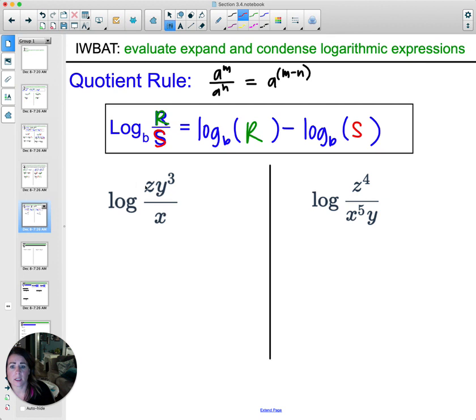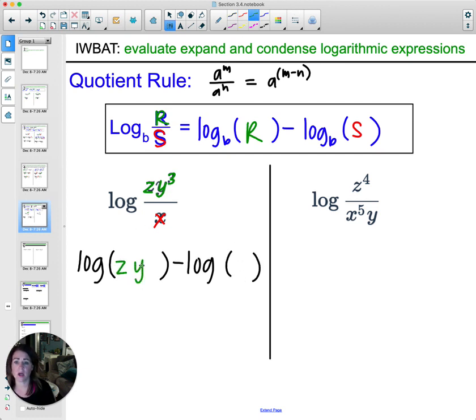All right, let's take a look at a couple examples. So we've got this top piece here, and then we've got this bottom piece. We're going to expand that into 2 logarithms. So we're going to have log of the top minus log of the bottom. The top there is z times y to the third. So log of z times y to the third minus log of x.